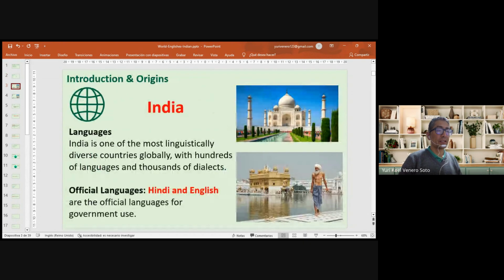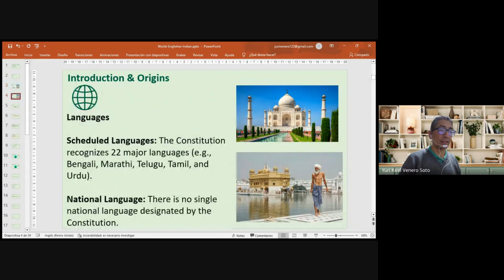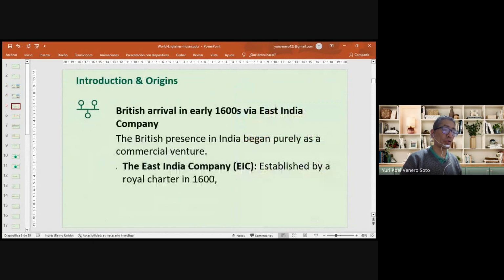India is one of the most linguistically diverse countries globally, with hundreds of languages and thousands of dialects. The official languages are Hindi and English, but the constitution recognizes 22 major languages, for example Bengali, Marathi, Telugu, Tamil, and Urdu. There is no single national language designated by the constitution.